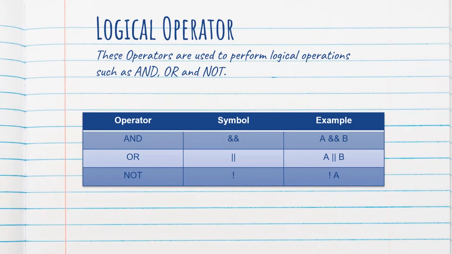And NOT operator is also known as conjugate operator or complement operator, which converts 0 into 1, true into false, and false into true. We can represent AND operator using double ampersand sign. We can represent OR operator using these two straight lines. I don't know the name of this symbol, but you can find it on the keyboard, and you can use exclamation mark for not operator.